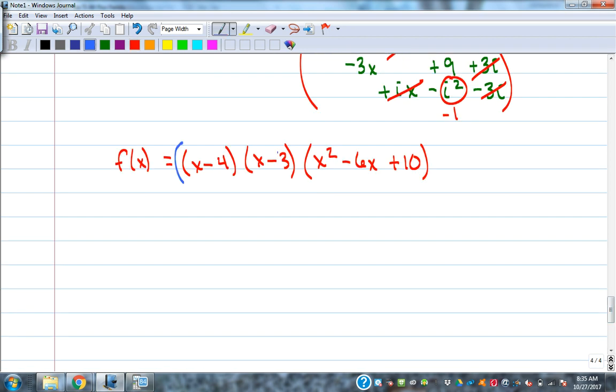So if I multiply these two together, that's x squared, and this is something pretty familiar to us. So we could probably do some of this in our head. So x times x is x squared. -4 times x is -4x, and then we've got a -3x, so that'd be -7x in the middle, and then a positive 12 on the end.